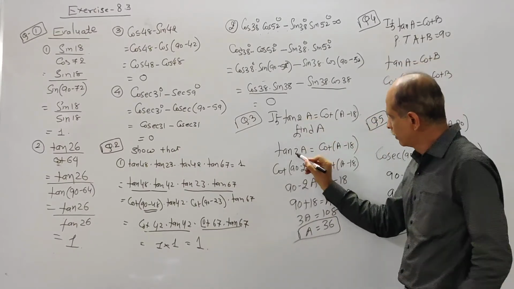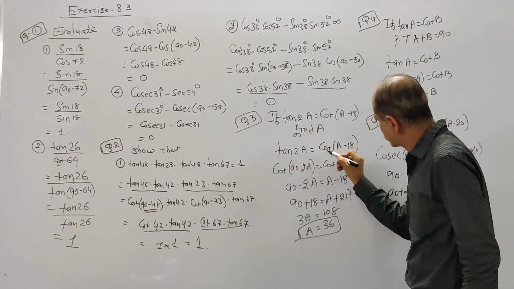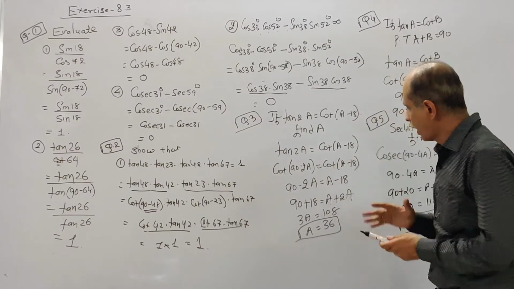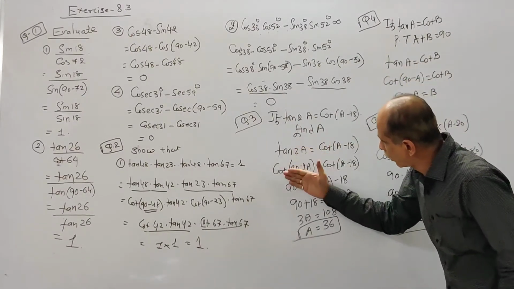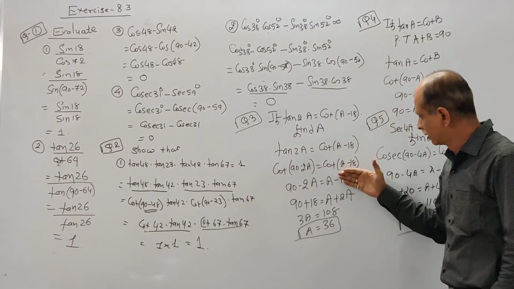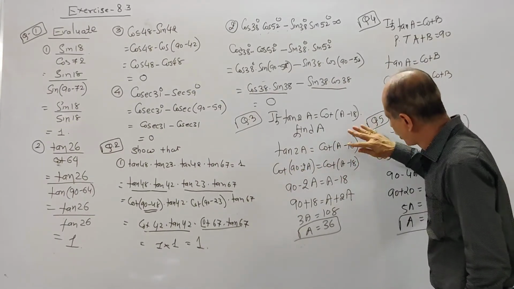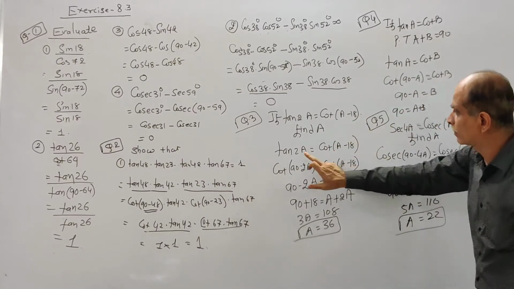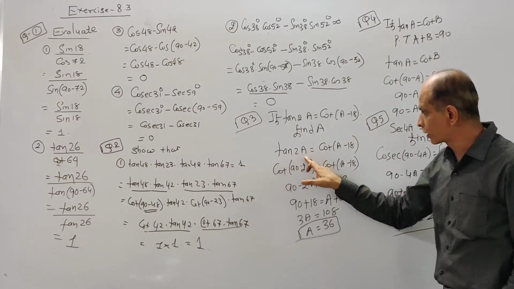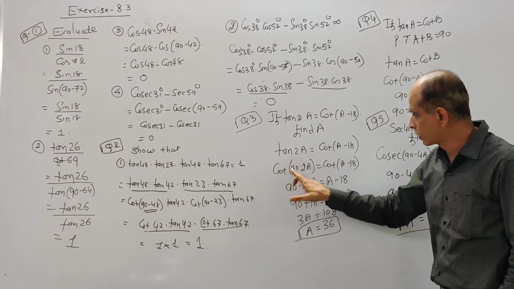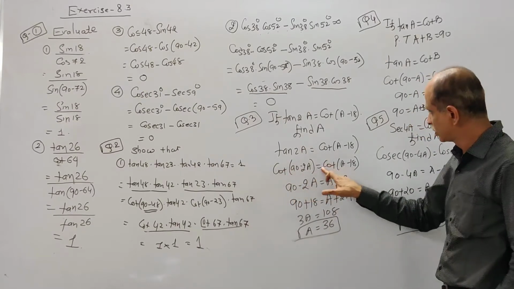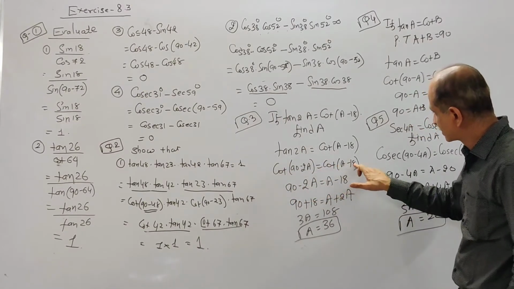What is given to you? Tan 2A is equal to cot (A minus 18). Now either you can convert this tan into cot or cot into tan. But cot (A minus 18) is something complicated, and that's why let me convert tan 2A into cot. So tan 2A means cot (90 minus 2A) is equal to cot (A minus 18).